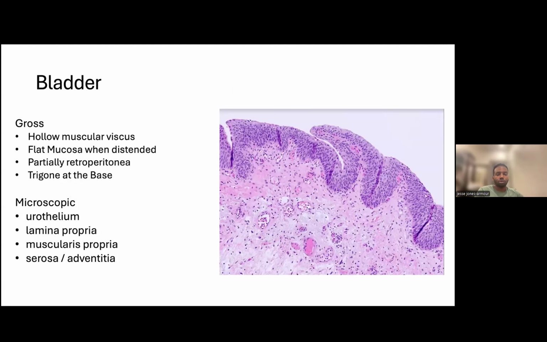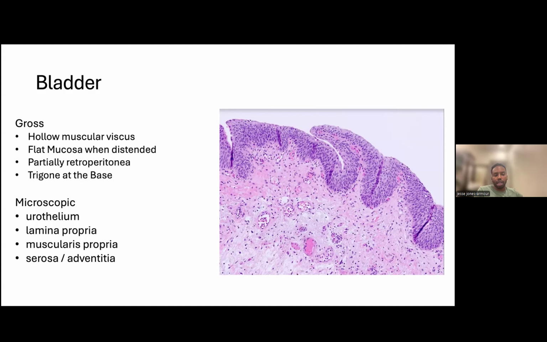Now, continuing with urothelial carcinomas, the next place where they're most common is in the bladder. The bladder is a hollow muscular viscus. When it is fully distended, the mucosa is generally flat. However, when it is empty, the mucosa becomes folded. It is partially retroperitoneal, sitting behind the pubic bone, as when it becomes fully distended, the dome of the bladder actually extends above.